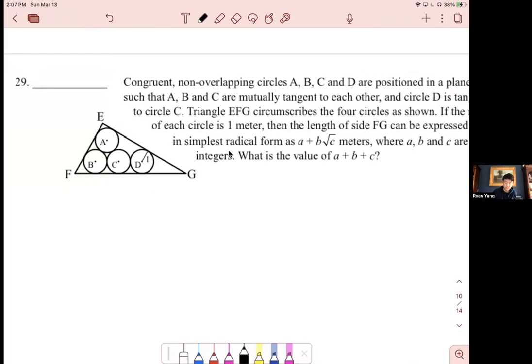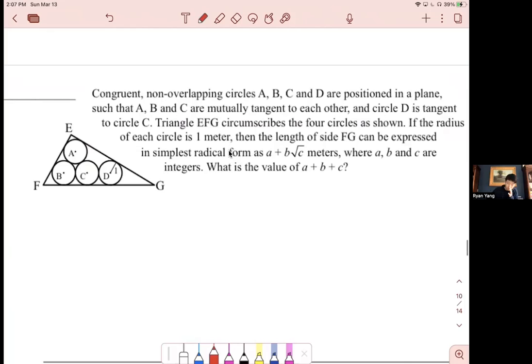Problem 29. Okay. This one feels cruel to me because there's some conditions in here which, like, the whole structure of this diagram is really weirdly defined. Okay, so I'll just read the problem first.